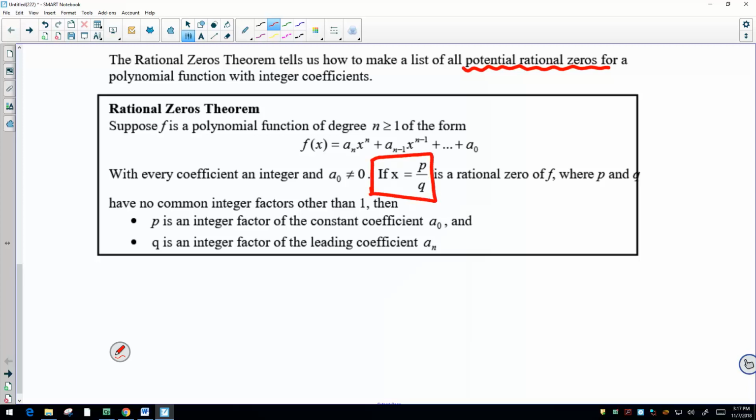Notice what this is, p divided by q. So where's p coming from? P is coming from the constant. So p is the constant value of our polynomial. And q is going to be the leading coefficient, meaning take your largest power, your largest exponent, and find the coefficient of that. So we're going to do the constant divided by your largest coefficient.